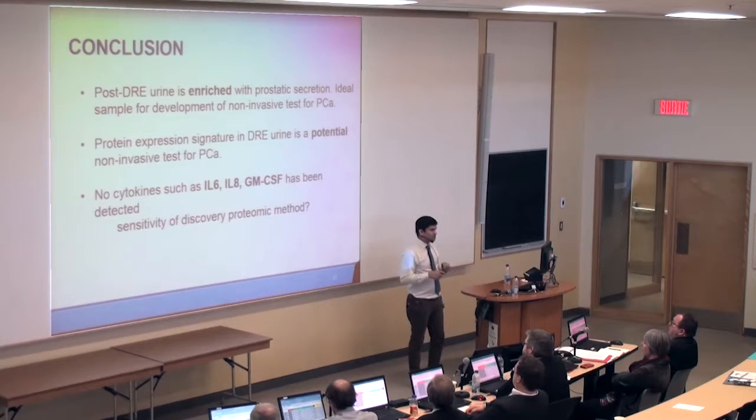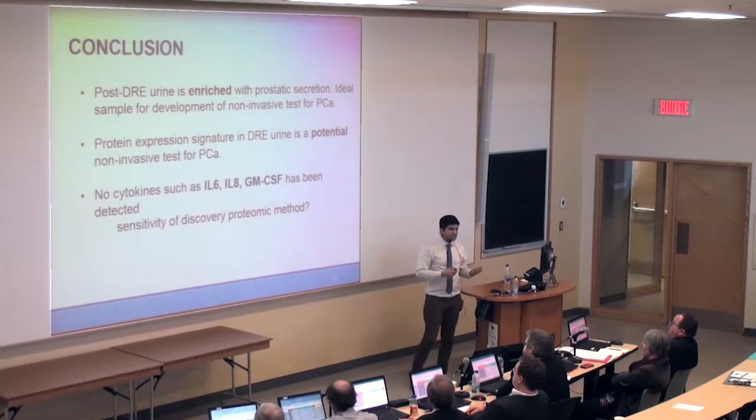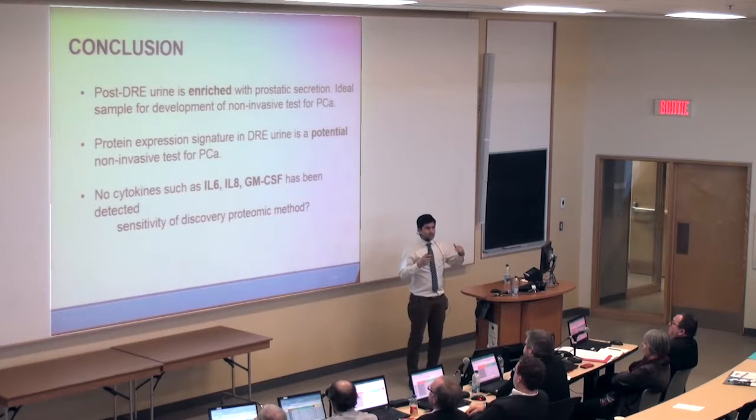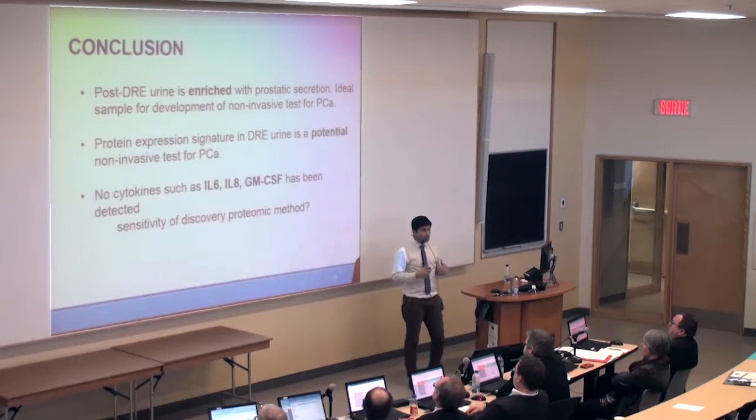But the key limitation, though: we wanted to see IL-6, IL-8, or GM-CSF, the key cytokines and molecules that define the immune response. They were not detected in the urine sample. So one of the possibilities is that their amount is very low, so the sensitivity of our assay is not high enough.